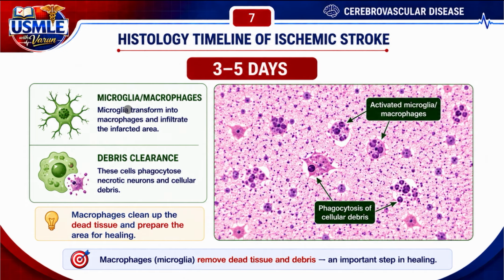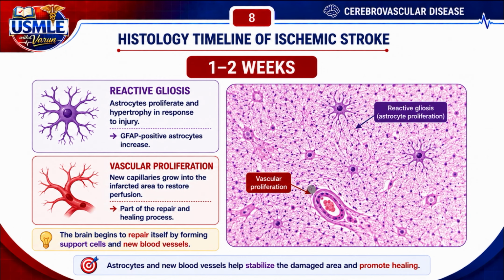At 3 to 5 days at this stage, macrophages, specifically microglia, start clearing the debris. They phagocytose dead neurons and necrotic tissue. At around 1 to 2 weeks, the repair process begins. So we can see reactive gliosis happening.